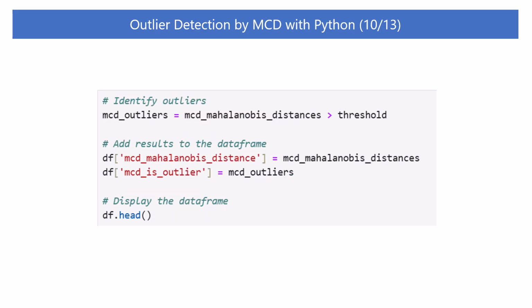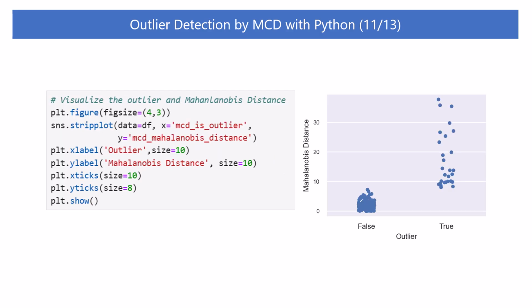As before, outliers are detected based on a threshold value. Here, outliers are recorded as True and a normal data point as False. Then, the Mahalanobis distance based on MCD and the result of the outlier determination are added as columns of the data frame. Let's create a strip plot. This time, we see that outliers are detected. We can see that data points whose Mahalanobis distance exceeds a certain level are considered as outliers.